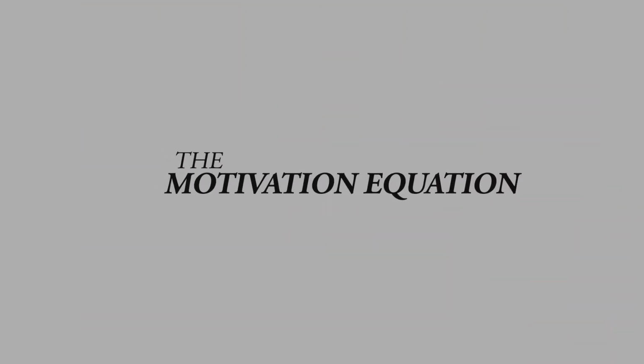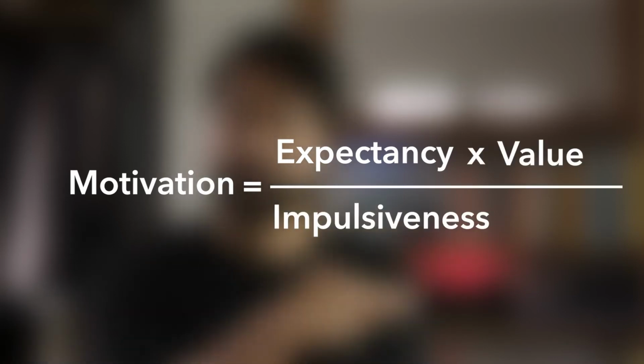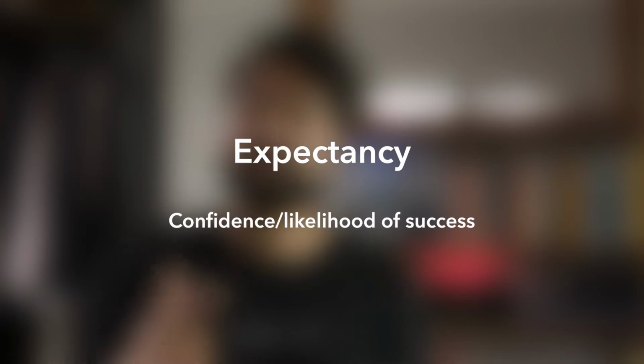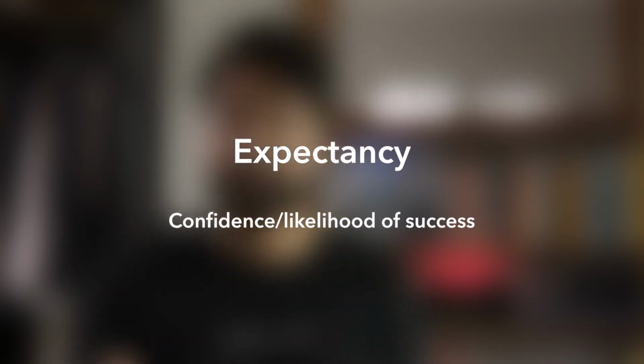Firstly, the motivation equation. This equation apparently comes from temporal motivation theory, work done by Piers Steel, and there's more about this in the procrastination equation. So what is the motivation equation? Motivation equals expectancy times value over impulsiveness times delay. Expectancy is how confident you are that you're going to succeed. If expectancy is high, motivation is high.